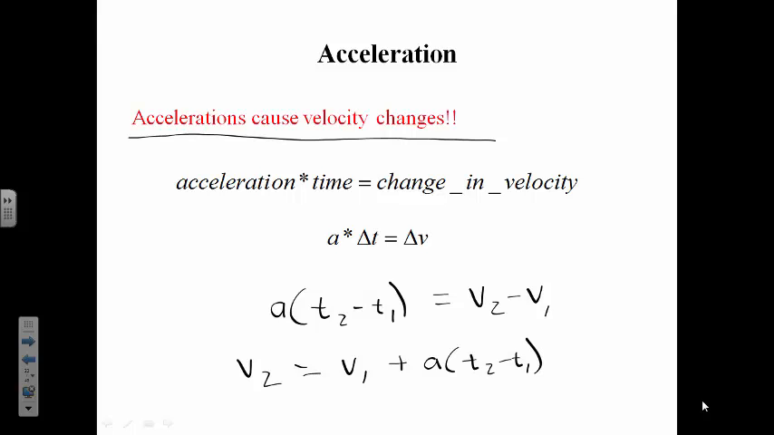So if you have some v1, your initial velocity, and you want to change your velocity to have some new velocity, you have to have some acceleration. If a is 0, v2 equals v1, and you don't change your velocity. Whether you want to increase your velocity or decrease your velocity, you need to have an acceleration applied for some time to do that.